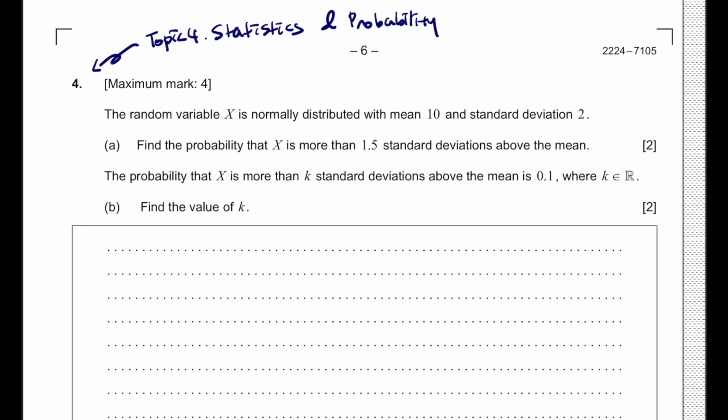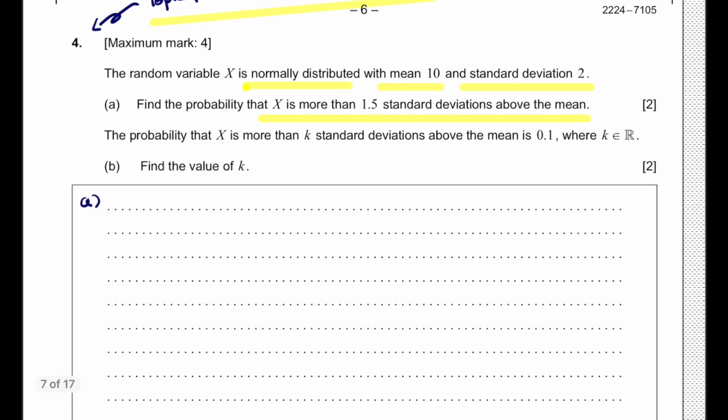Okay, everyone, then let's try question number 4 together. As you can see, this question is derived from topic 4, statistics and probability section. It says that the random variable x is normally distributed with the mean value 10 and standard deviation 2. So question A, we need to find the probability that x is more than 1.5 standard deviations above the mean. What I'm going to do with this question is first draw the diagram. So we can say this is my diagram, okay?